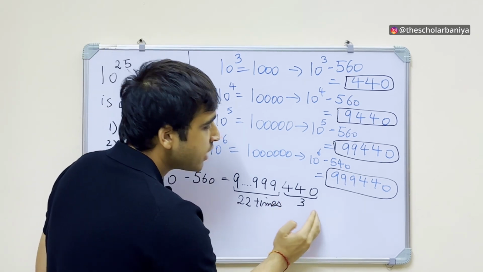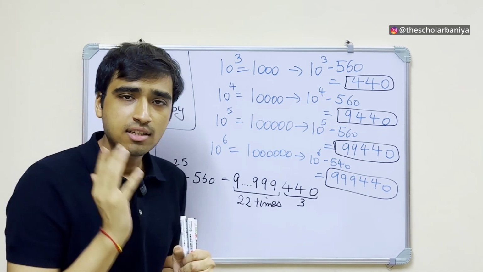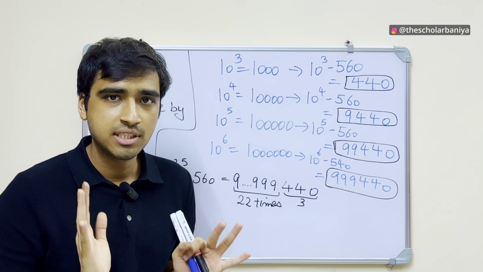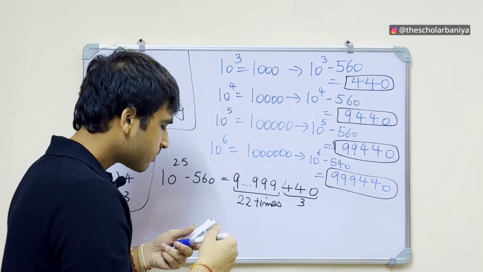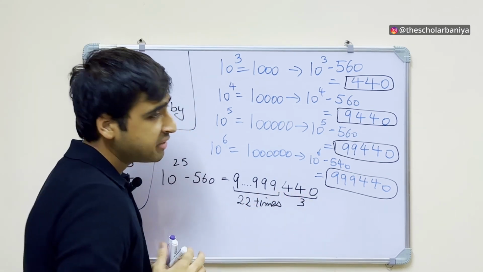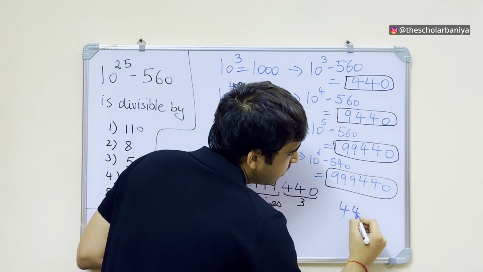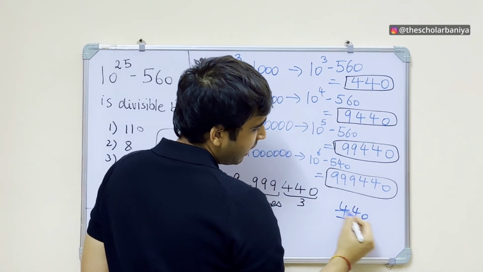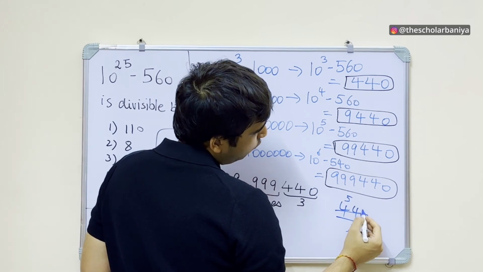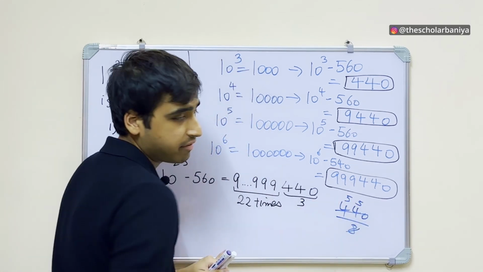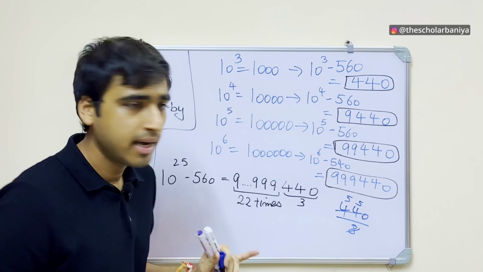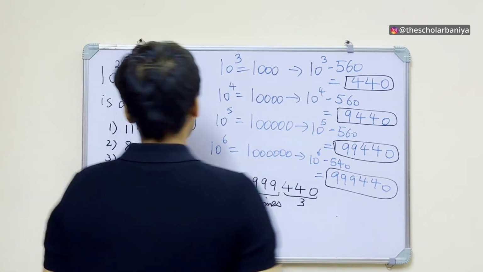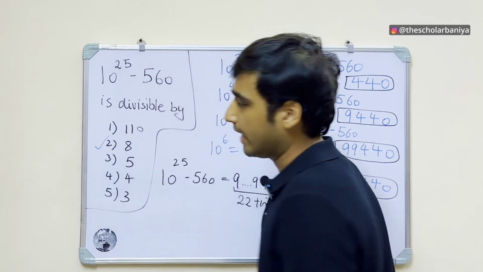We have to only check the last 3 digits. If the last 3 digits are divisible by 8, then the whole number will automatically be divisible by 8, right? So is 440 divisible by 8? 440 divided by 8, because 440 are the last 3 digits. 8 5s are 40 and 8 5s are 40, so it is 55. So yes, 440 is divisible by 8. That means this entire number will be divisible by 8. So this answer is absolutely correct.